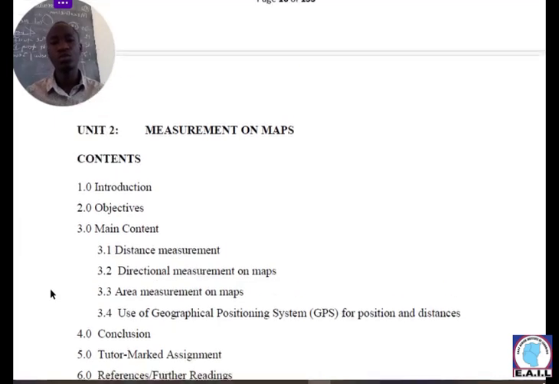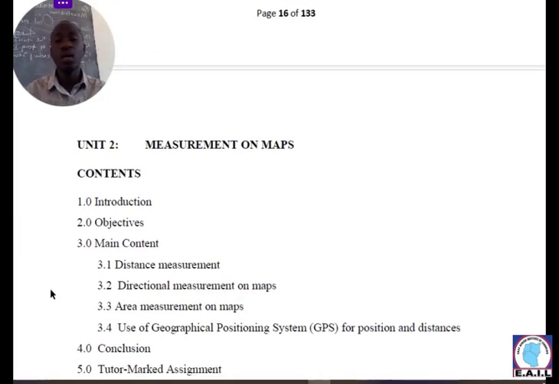We are going to be continuing from where we stopped last time, and this time around we are going to be looking at measurements on a map. When we talk about the measurements here, we are mostly going to be dealing with distance measurement. And also we look at directional measurements, and here we shall mostly be looking at what we call the bearing. Then also we look at the area, or calculating area measurement on the map.